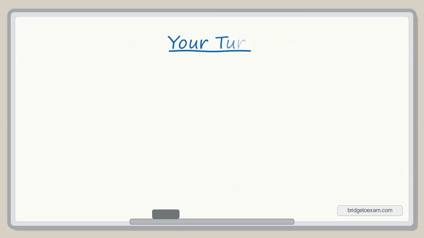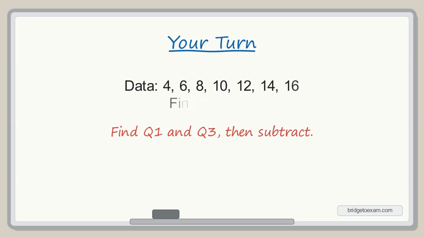Your turn. For the dataset 4, 6, 8, 10, 12, 14, 16, find the interquartile range. Pause. Find Q1 and Q3, then subtract.